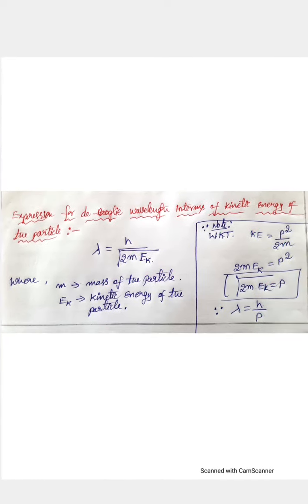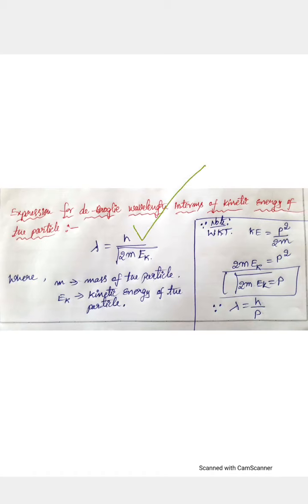In place of p, if you substitute this equation, we get lambda equals h divided by square root of 2m Ek, where h is Planck's constant, m is the mass of the particle, and Ek is the kinetic energy. By using this equation, we can calculate the de Broglie wavelength in terms of the kinetic energy of the particle.